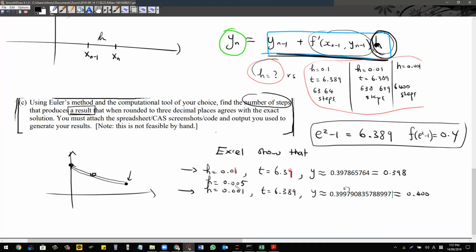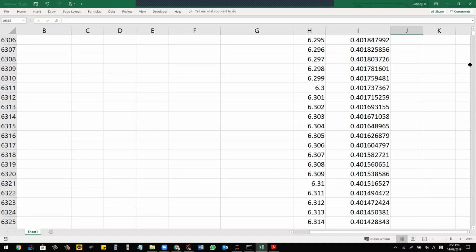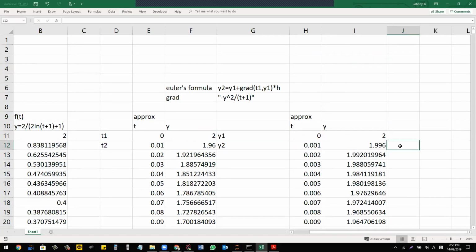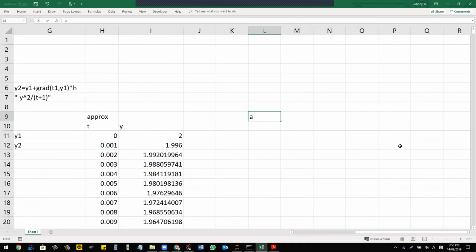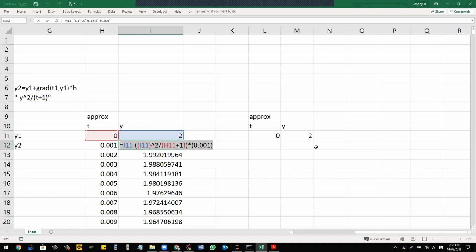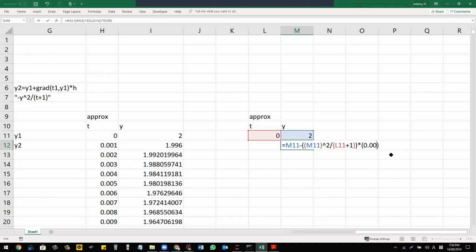But if you want, because we know that the answer is between those two, right? You can try 0.002 and see if it works. We can actually give it a go and see if it works. So we're going to go for approximation here again with t equals 0, and then this is 2 here, the y value, and I'm going to copy this formula and just move that over here, over there, and the step size is 0.02.